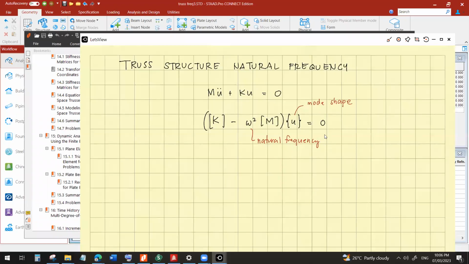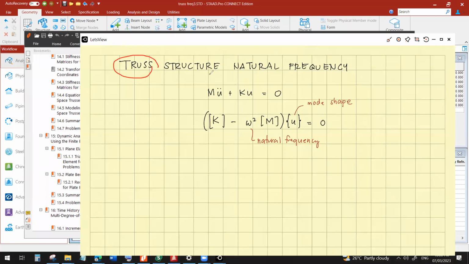Okay, so in this recorded lecture, I'll discuss the eigenvalue analysis of a truss structure. We'll be using the same formula as we did for a beam. From this equation, this is an eigenvalue problem. We need the stiffness matrix. This is the stiffness matrix, and this one is the mass matrix.